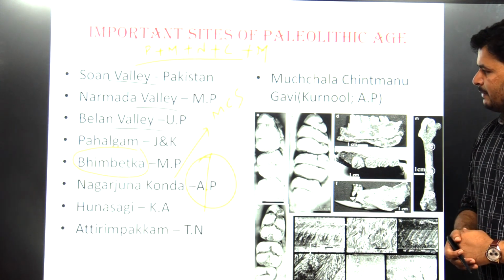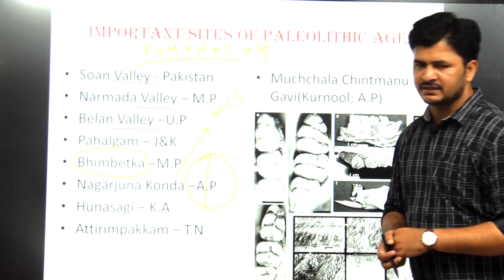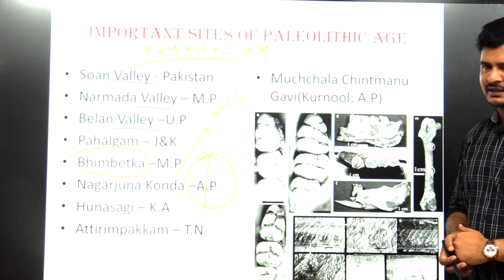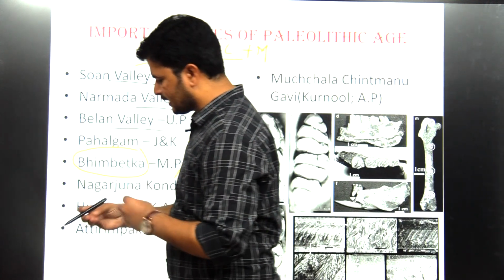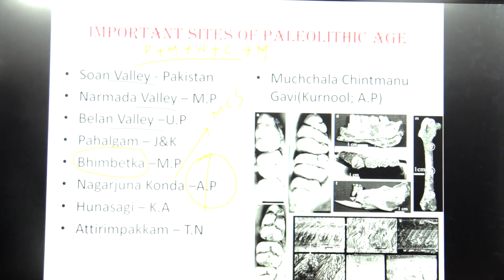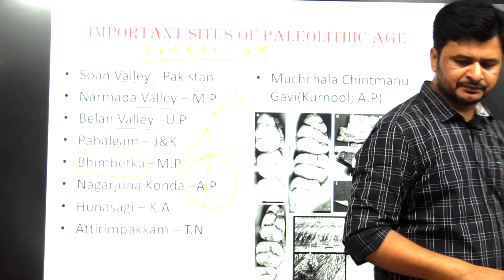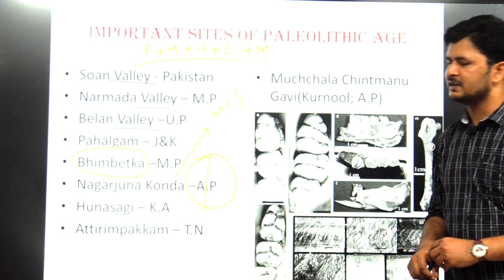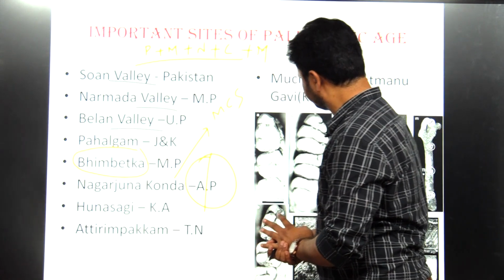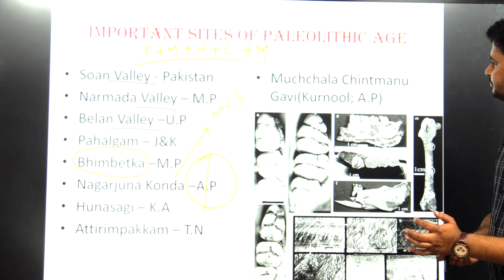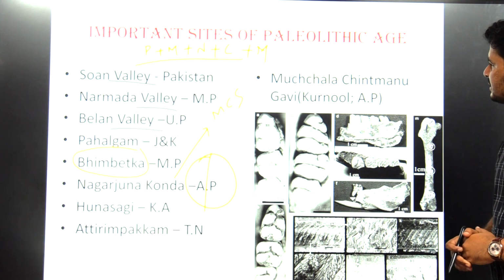Multicultural site. And besides Nagarjuna Konda, we have Hangsi, otherwise called Hunasgi, Karnataka, like Kalaburgi, Gulbarga kind of. And finally, Attirampakkam, the name of the site in Tamil Nadu.